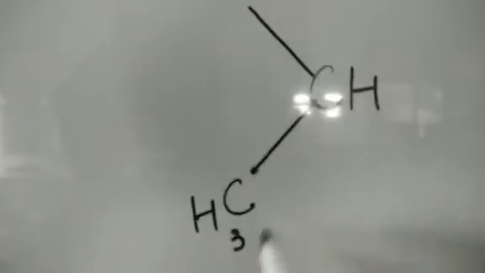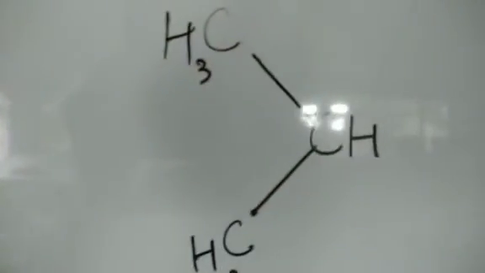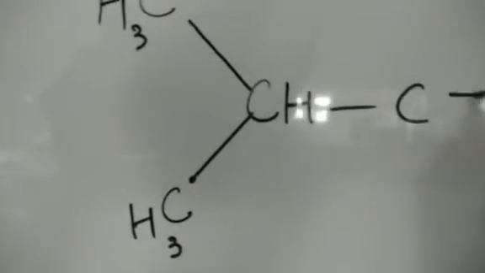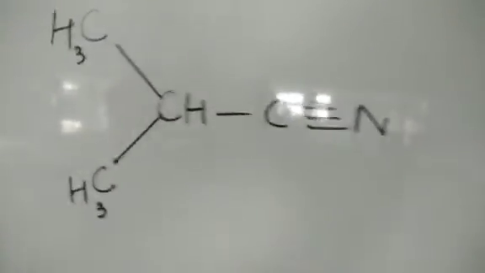नाउ दिस इज योर CH3 here. This is one more CH3, and then we have C triple bond N. So your nitrile group here. So your 2 pi bonds. Now इसमें कितने पीक्स आएंगे?